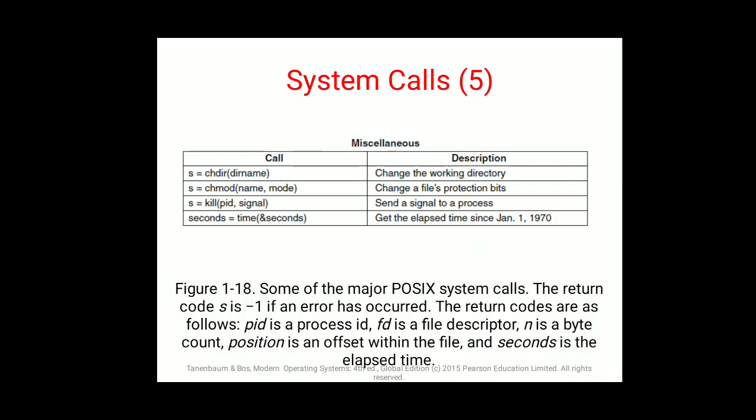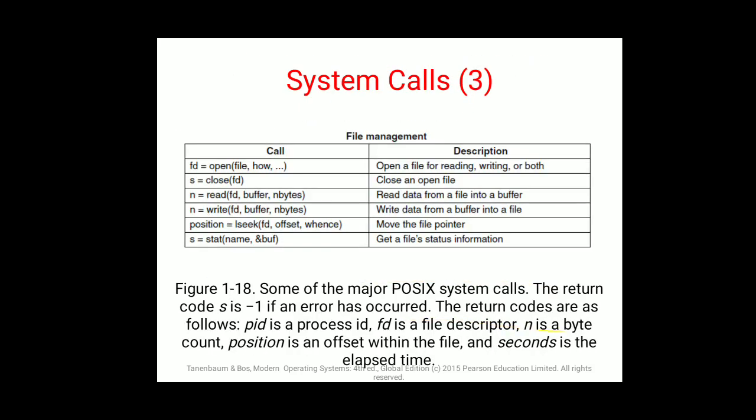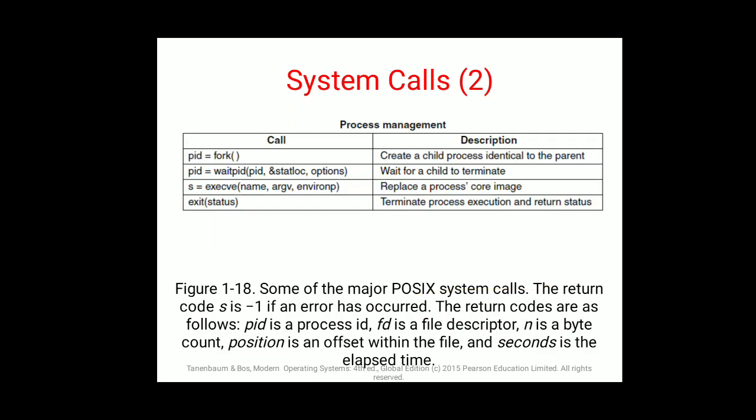Then kill is to signal a process, to signal that a particular person is trying to access your data, and for that we use kill. The next is time, to get elapsed time since Jan 1, 1970. Elapsed time means how much processing time was required, considered in seconds. Now see here, all these system calls are there in your practicals also for your execution, and that will be in your Unix shell, that is the command prompt.